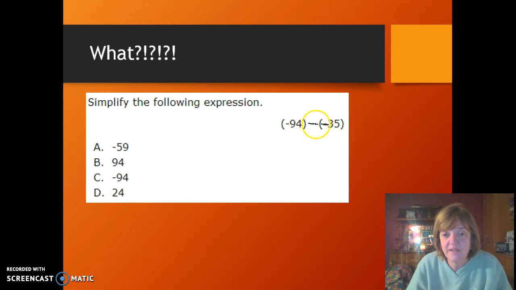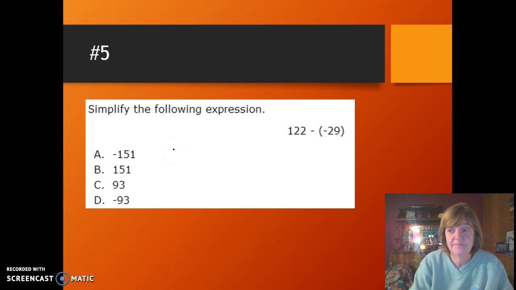All right, so we have a minus and a minus. Double negative kind of cancels each other out. That's another way you can think of it. They cancel each other out. They become a positive. So we've got negative 94 plus 35. Okay, and when you have two positives there, you don't even need both of them. You just need one. That makes sense? So negative 94 plus 35 gives us a negative 59. Whew. That's the hardest thing you got to learn right now.